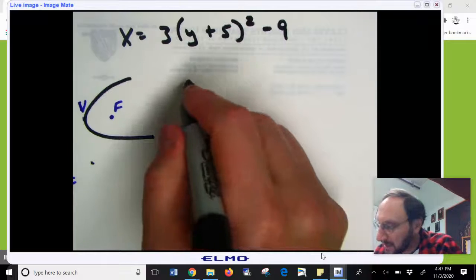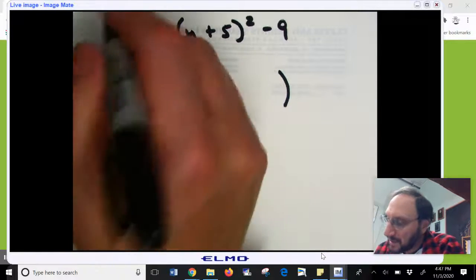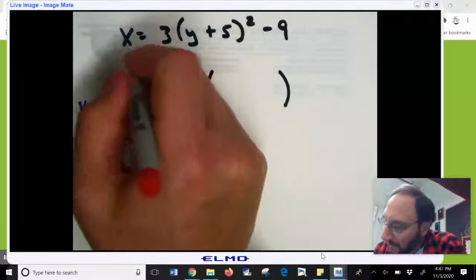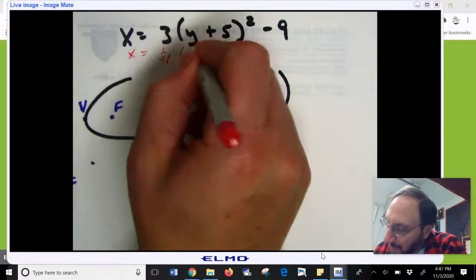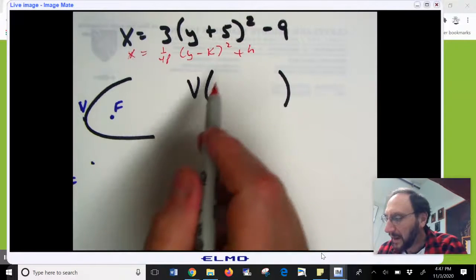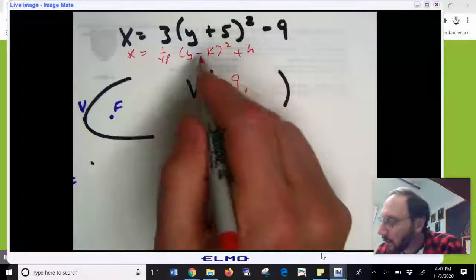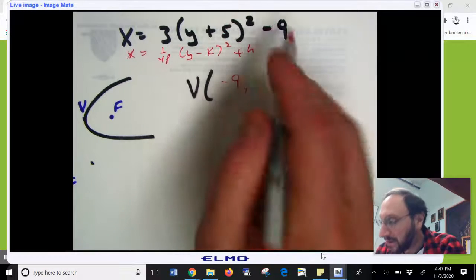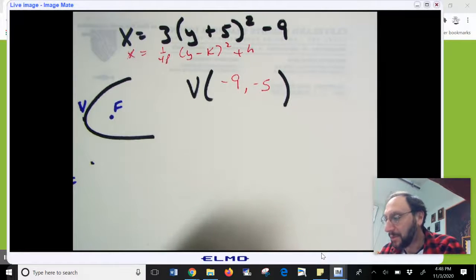All right, so the easiest thing to get is the vertex. Remember, this is in the form x equals 1 over 4p, y minus k quantity squared, plus h. So therefore, I can tell my h value is -9. Y minus k is equal to y plus 5, so the k value is -5. So my vertex is at -9, -5.